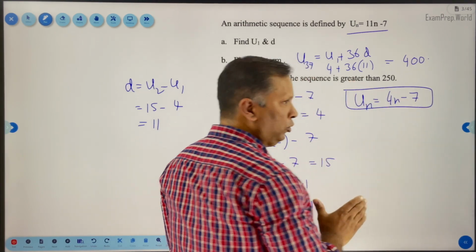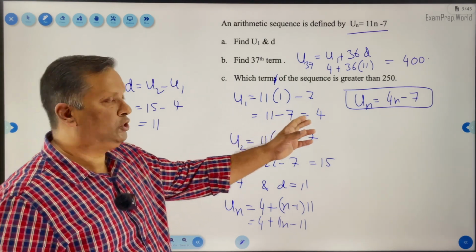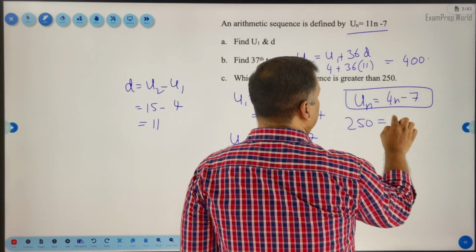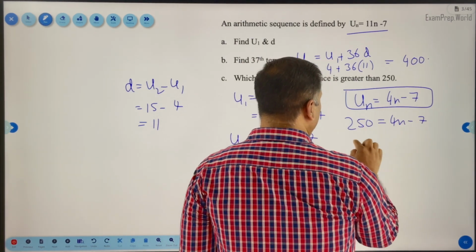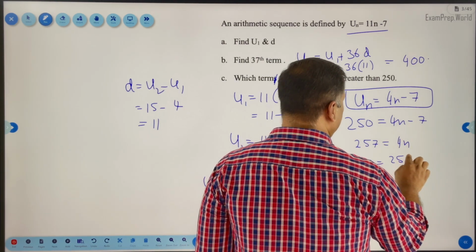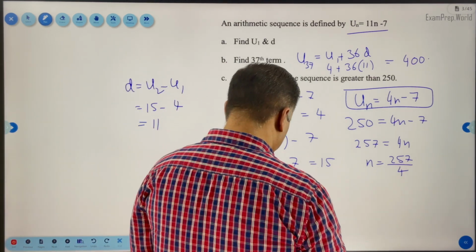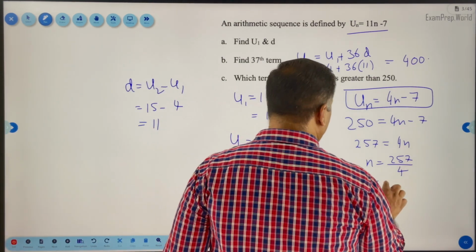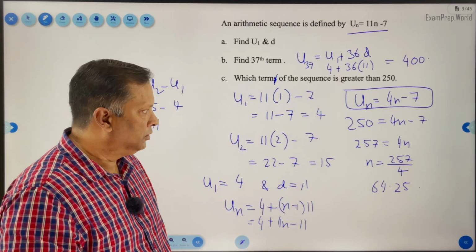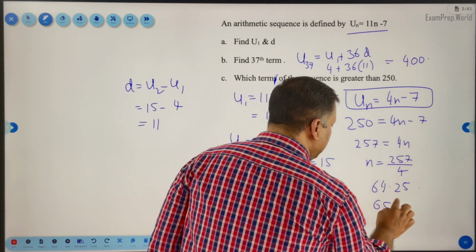Once we get this general rule, our job is 90% done. We have to find which term is more than 250. So I will plug in 250 here: 250 equals 11n minus 7. So 257 equals 11n, and n equals 257 divided by 11. How much do you get? 23.36. So which term is greater than 250? After 23.36, the next whole number is the 24th term.